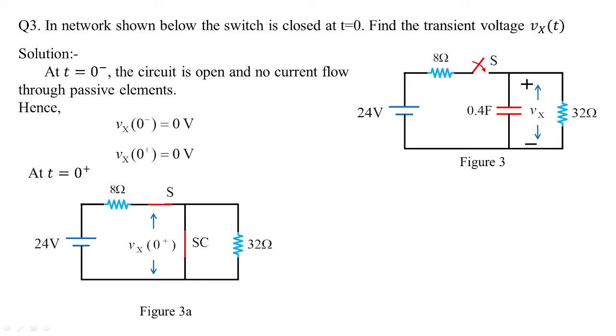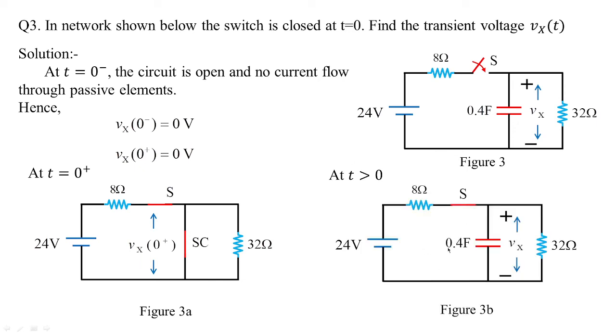Right. Now what happens for t greater than 0? Means what? After the switching conditions, when capacitor is connected to 24 supply. So this is the practical circuit which is shown in figure 3b. Now Vx is connected. Now Vx we need to find out, which is making the 0.4 farads to get connected with the 32 ohms in parallel, and this combination is supplied through 24 volts in series with 8 ohms after switching. Okay, so Vx is parallel to 0.4 farads and Vx is also parallel to 32 ohms.